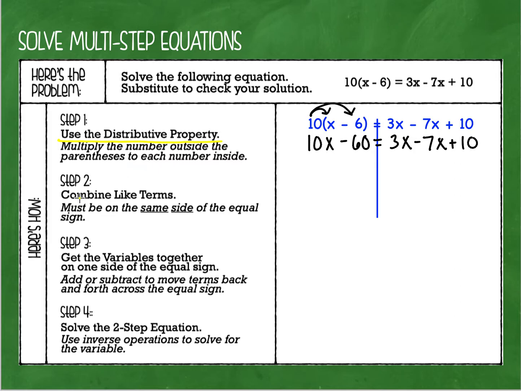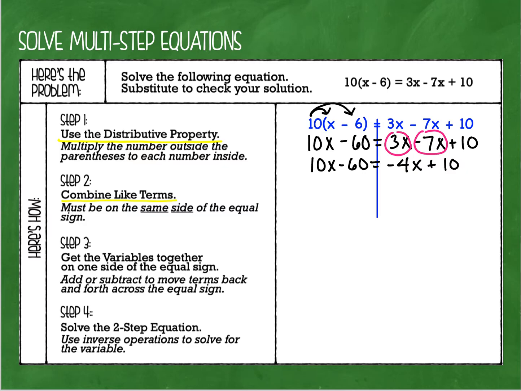Okay, on to step 2. Step 2 is we are going to combine like terms. Remember that your like terms must be on the same side of the equal sign. When I look on the left side, I don't see any like terms here. So I'm just going to bring down this 10x minus 60. Nothing to add together on the left side. However, on the right side, I have a 3x and I've got this negative 7x right here. Remember to always look at the sign that comes in front of the number to tell you whether it's positive or negative. A positive 3 plus a negative 7 is a negative 4x plus 10.